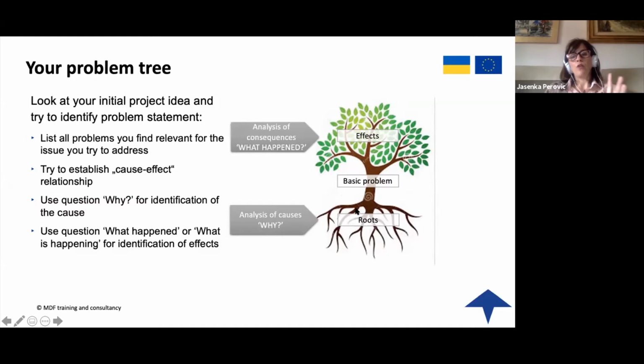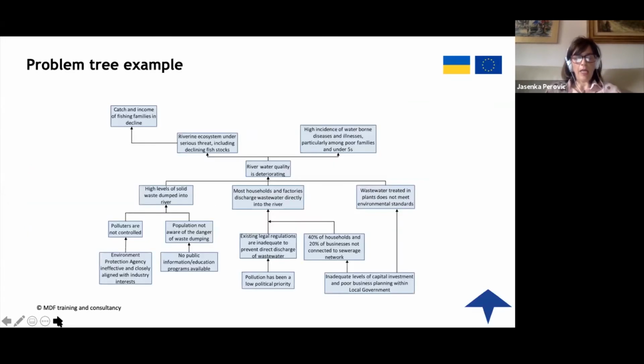As I've said, you try to establish the relationship. Is it because of this problem you have some effects, or there are some causes why something happens for your basic problem? So these are some of the questions that can guide you through this process. At the end, your problem tree should look like this.